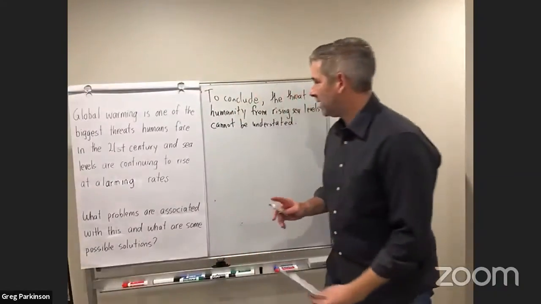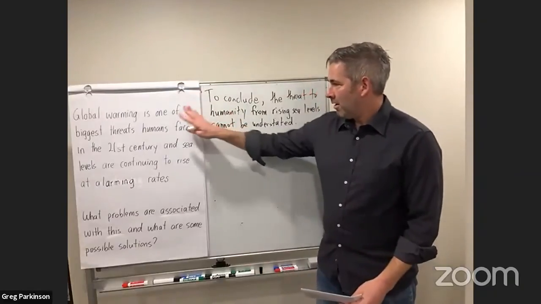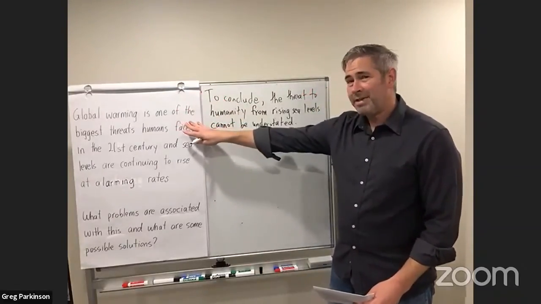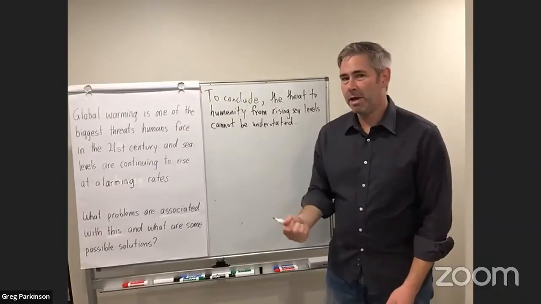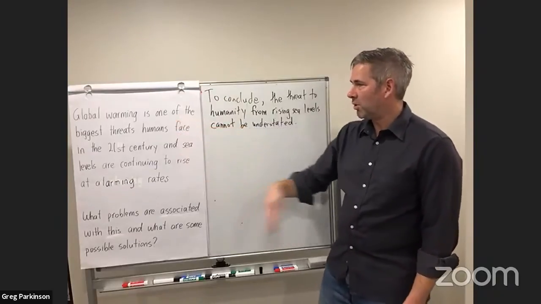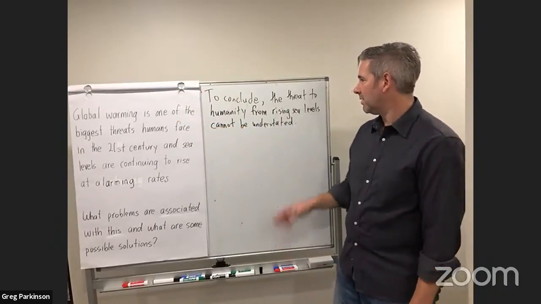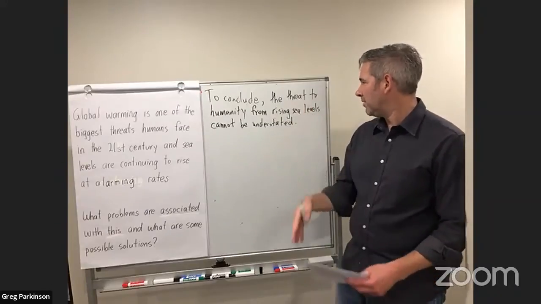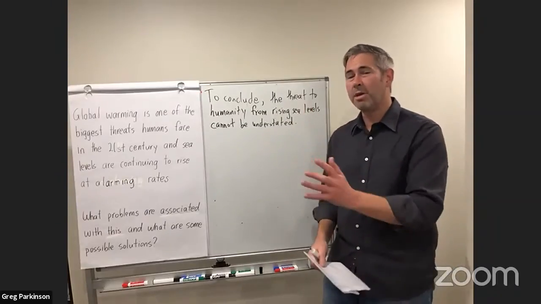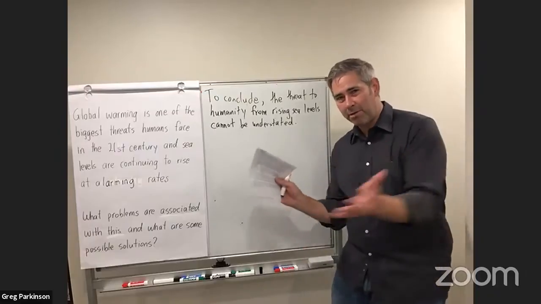Just to make it easier to understand, I'm not quite paraphrasing this, but this is where I'm getting that information from, right? So global warming is one of the biggest threats, right? So to conclude, the threat to humanity from rising sea levels cannot be understated, right? So I'm just wrapping it all up again.